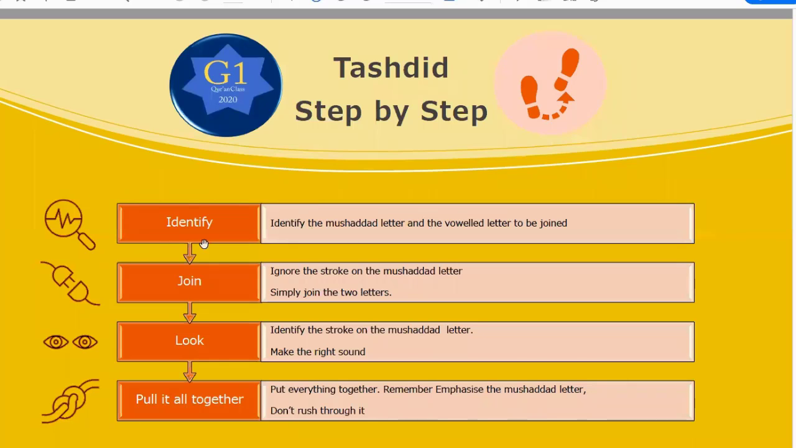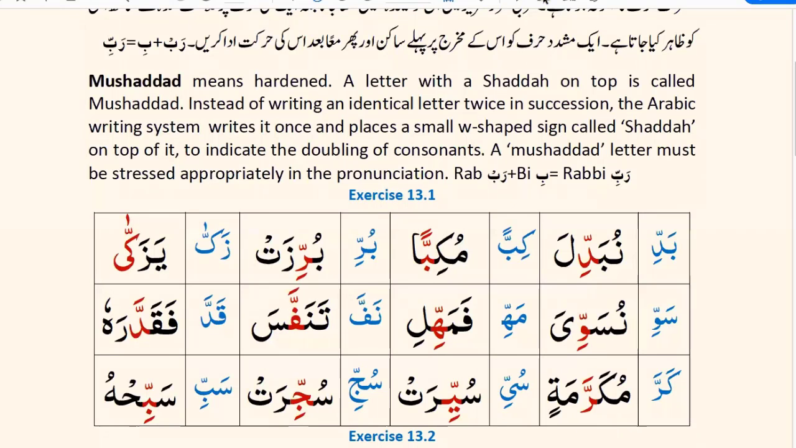And then we will start with our students on the mic. So first thing you need to do when you have the letters is identify the mushaddad letter and the vowel letter to be joined. So for example, in this first case here, it's been done for you. You have nubaddila. Okay, so you have to identify the mushaddad letter, which is the dal, and the vowel letter before it, which is the ba. Okay, so you can highlight just those two letters.